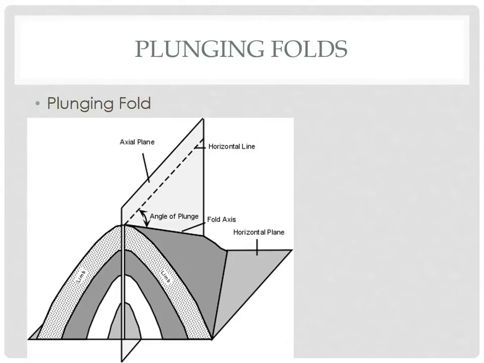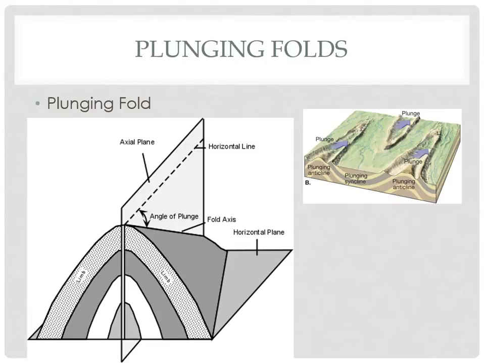But life is never that easy. So if you look at this fold, this is an anticline. It's been folded over, but it's also been tilted backwards. So this is called a plunging fold, where your fold axis isn't horizontal anymore. Sometimes you can see actual mountains that look like this, or little hills that look like this, but most of the time what happens is the top of this is eroded off, and it looks more like this.